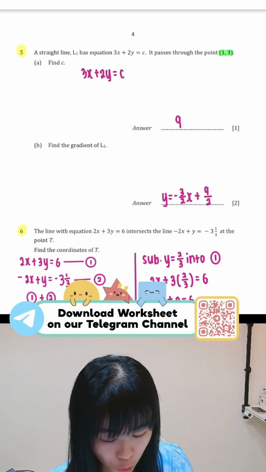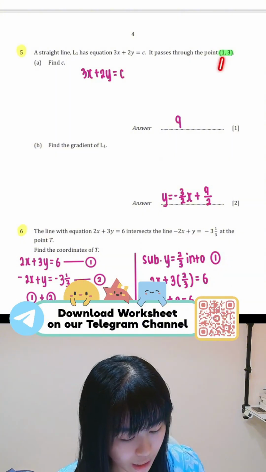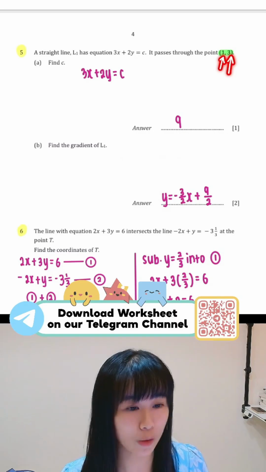When it passes the point 1, 3, can I just ask you all, this one, is it your x or y? This one, is it your x or y? Do you know which one is your x and y every time?